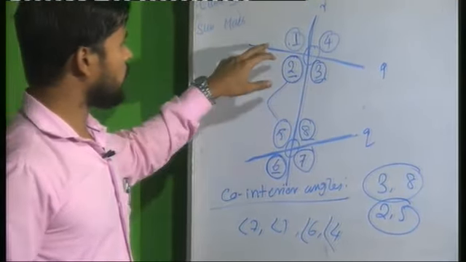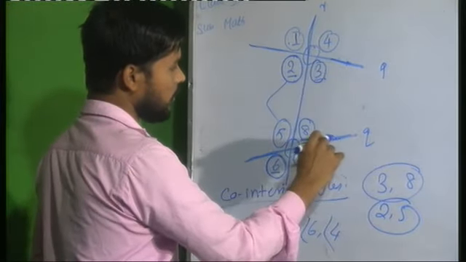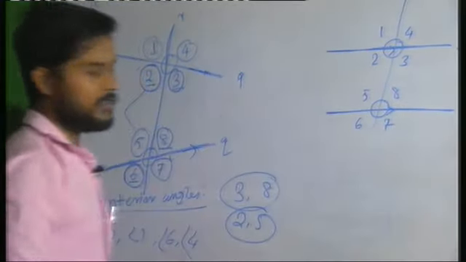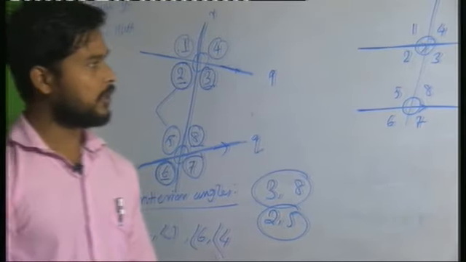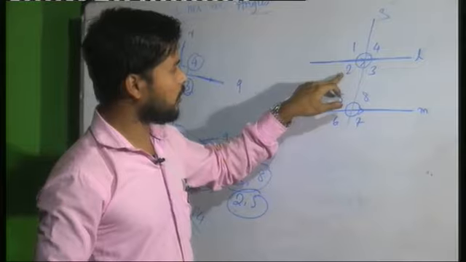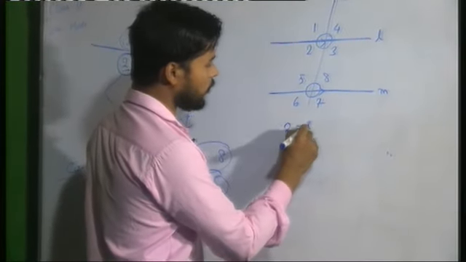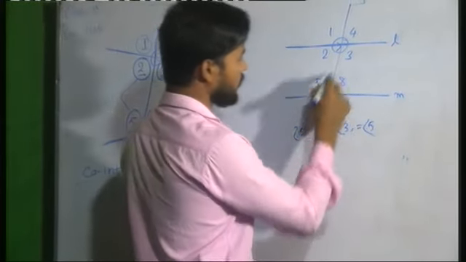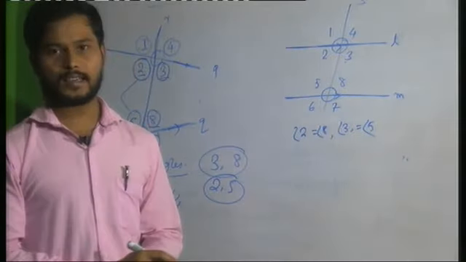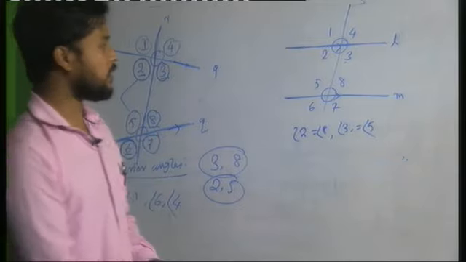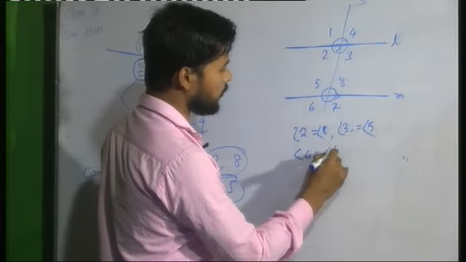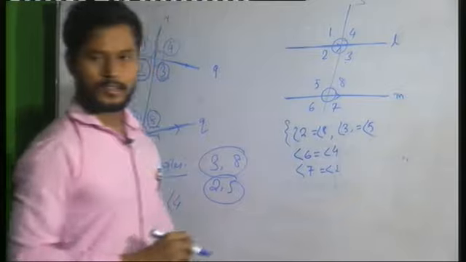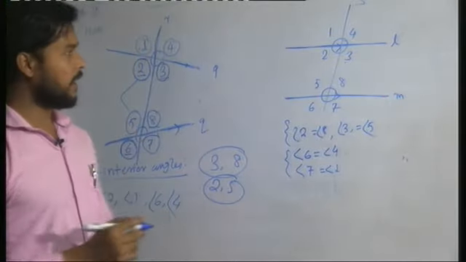Now, here the lines are not parallel lines. But if the lines are parallel lines, then what happens? All the alternate angles are equal: angle 2 will be equal to angle 8, angle 3 will be equal to angle 5, so alternate interior angles are equal. Similarly, alternate exterior angles are equal: angle 6 is equal to angle 4 and angle 7 will be equal to angle 1.